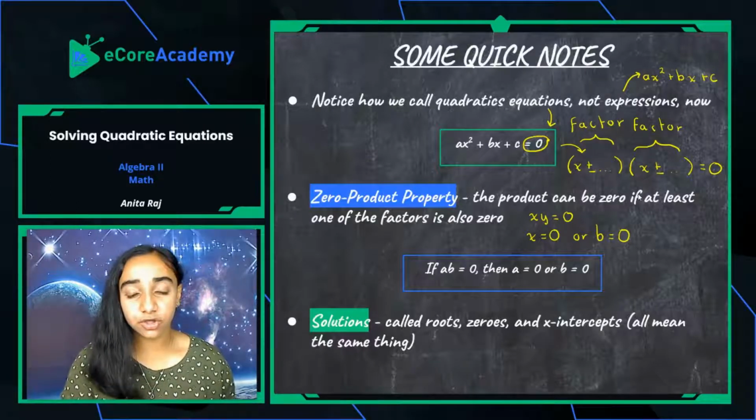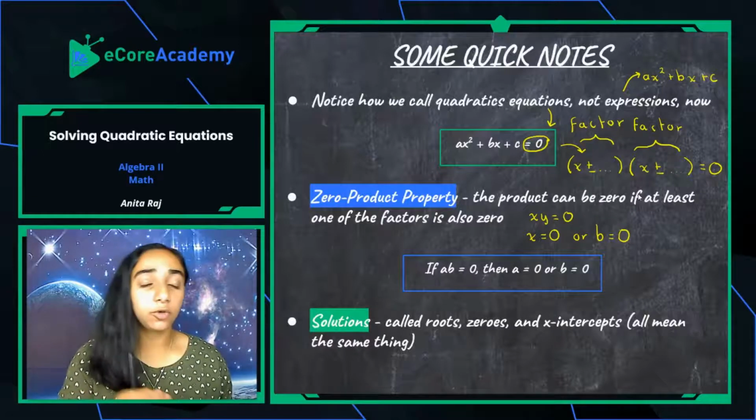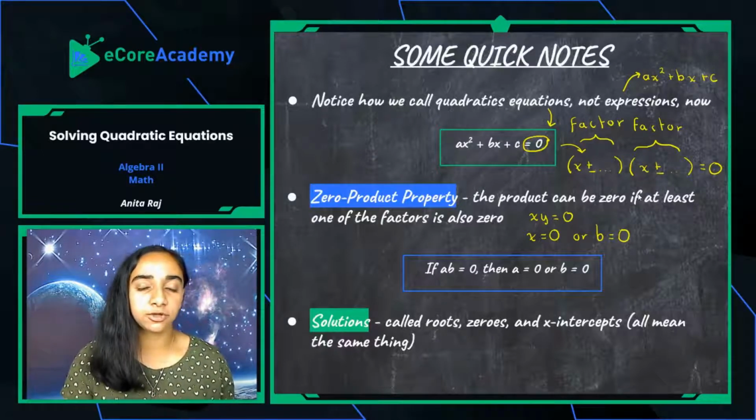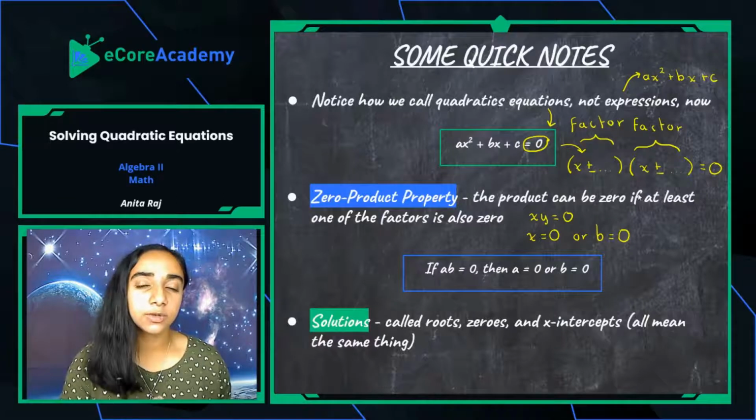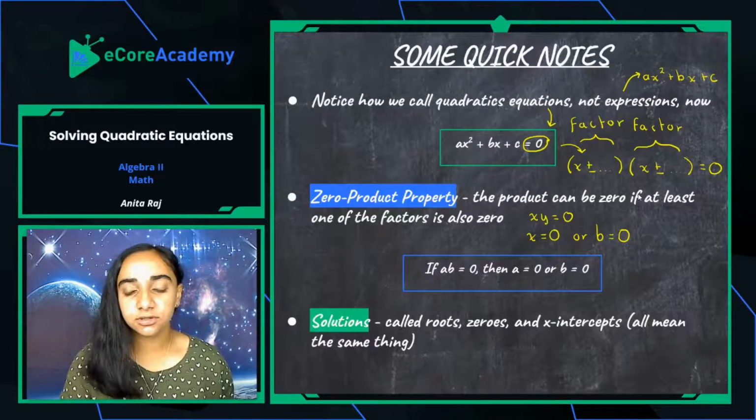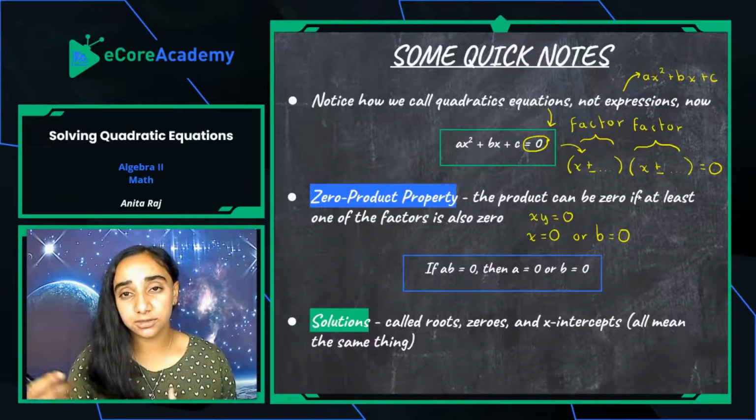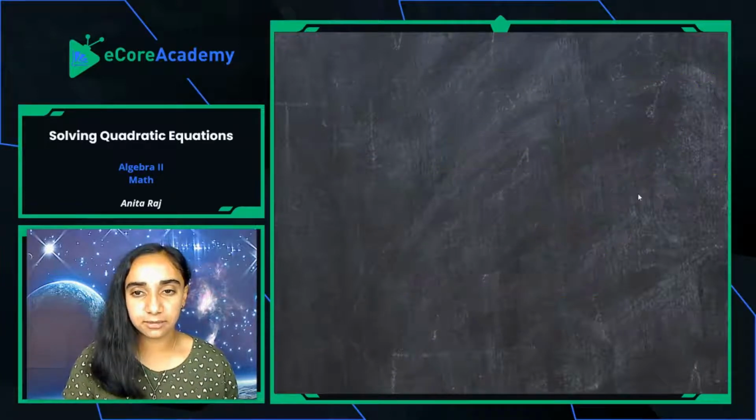Just know that we are solving quadratic equations. No longer are we just factoring expressions. We're going to factor them, take them to the next level so we can find out what x is equal to when your quadratic equation is equal to 0. So let's go to the first example.